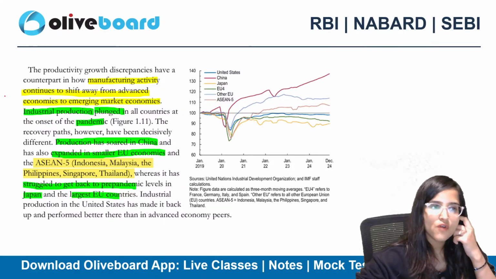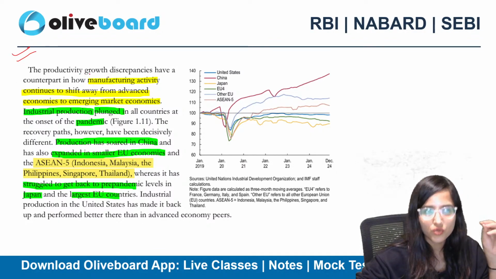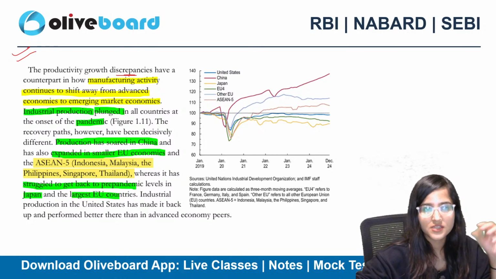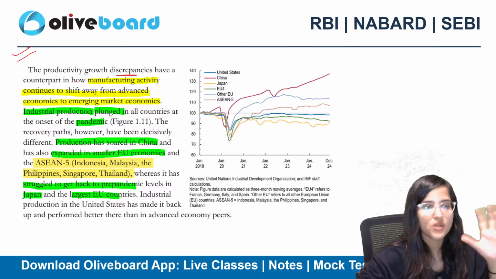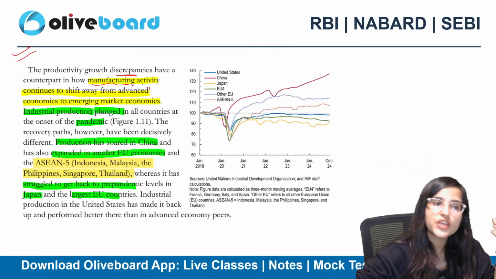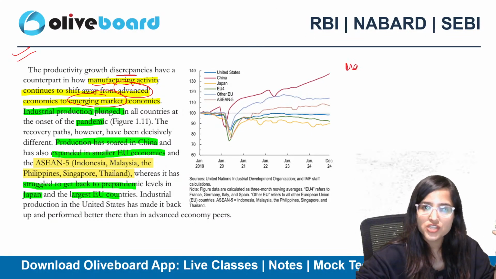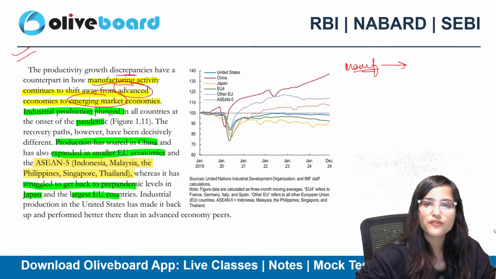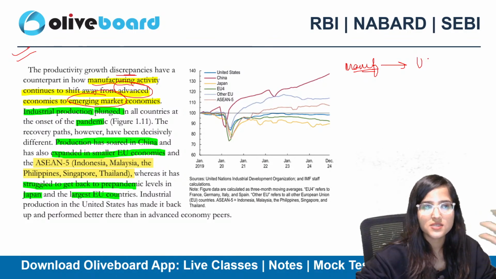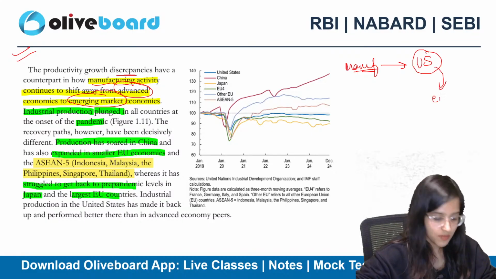Okay, now look over here. This paragraph mentions that productivity growth discrepancies have a counterpart. So what they are saying is that manufacturing activity is shifting from advanced economies to emerging market economies. So manufacturing activity is shifting from advanced economies like the US to emerging markets.